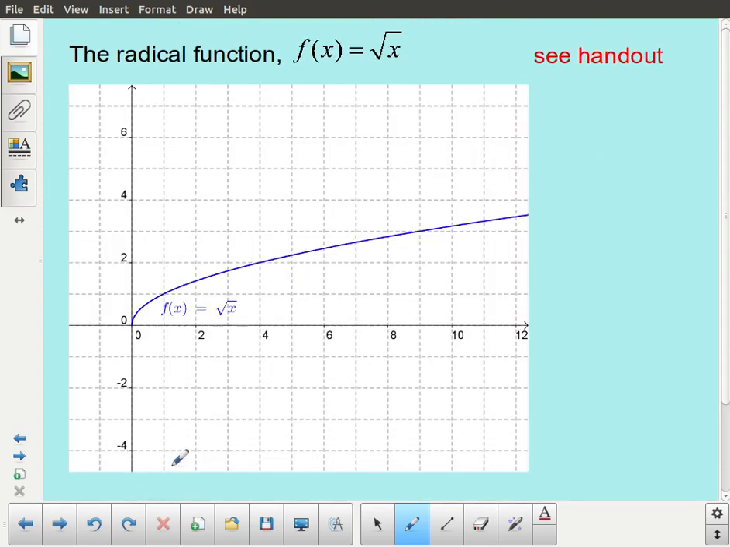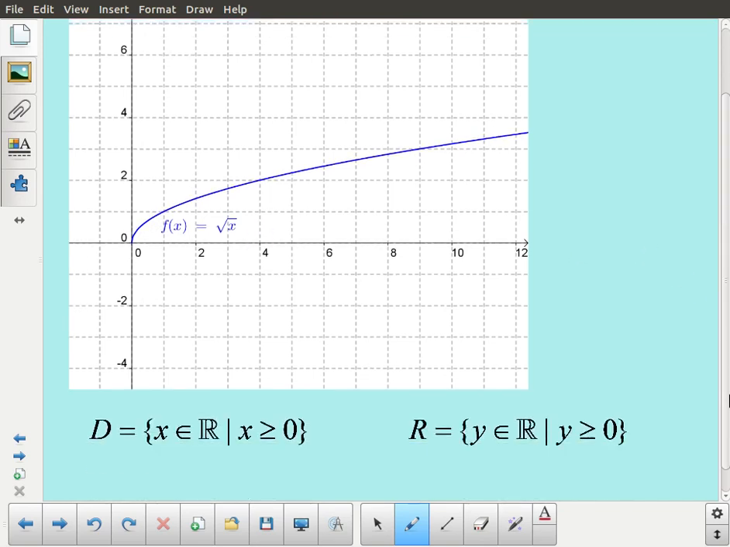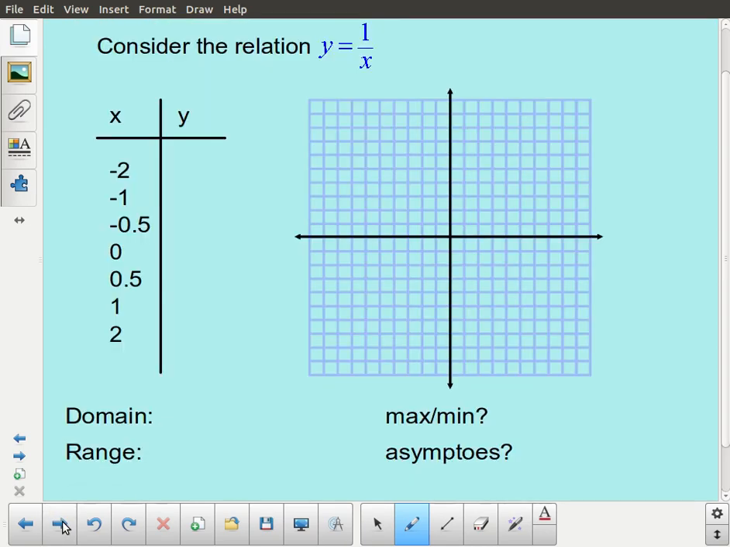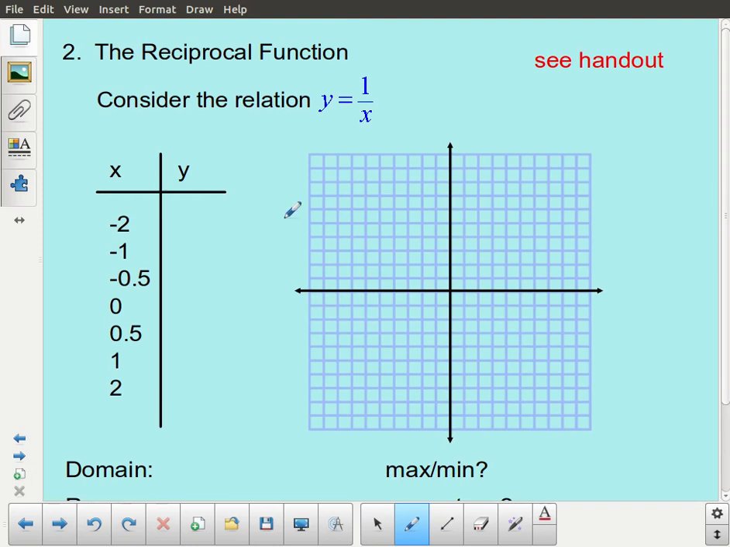Here's a nicer computer-generated version of the same graph. And as I had my domain and range, always positive for this graph, at least for the parent function. This domain and this range won't always be positive depending on the parent function. We'll talk about that going forward in the course. All right, let's look at another parent function. We're going to look at the reciprocal function.